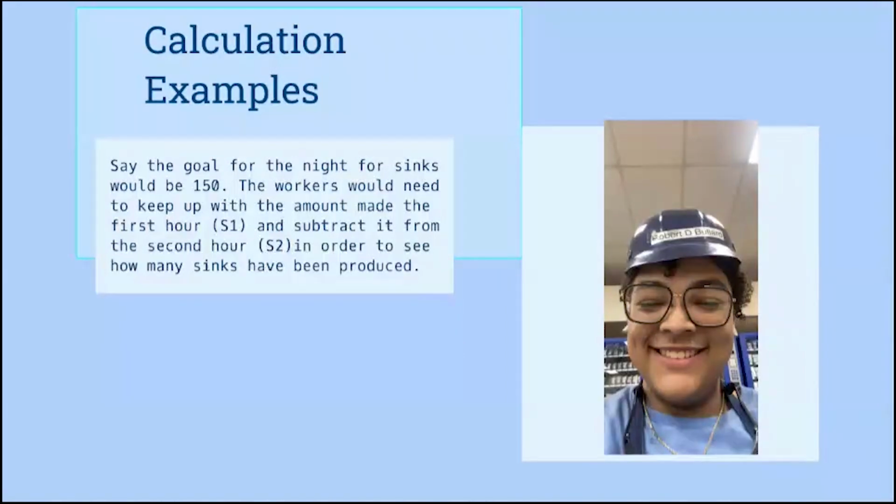So let's say that the first hour, the workers made 50 sinks, and the second hour, they made 100. So you would do 100 minus 50. And that would only mean they made 50 sinks in 1 hour, so they aren't technically meeting the goal, if that was the case.